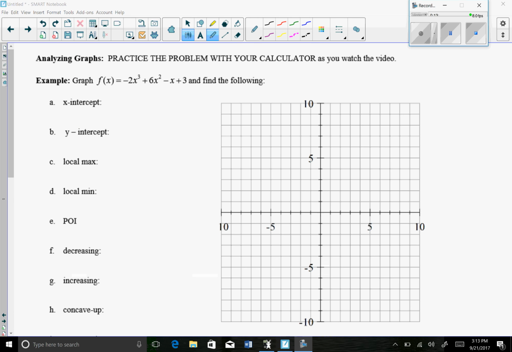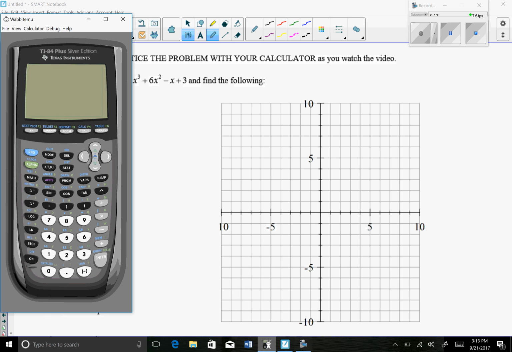And again, remember, when you're doing the concavity, you're always going to use your x values. So now we're going to put everything together, and we're going to look at this function that we have right here, which is f of x equals -2x cubed plus 6x squared minus x plus 3. So you guys really need to make sure that you get out your calculator and practice along so that you know how to find each of these in your calculator.